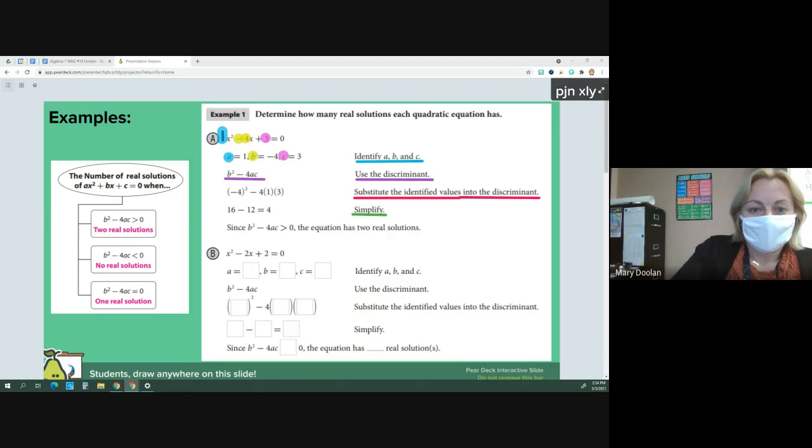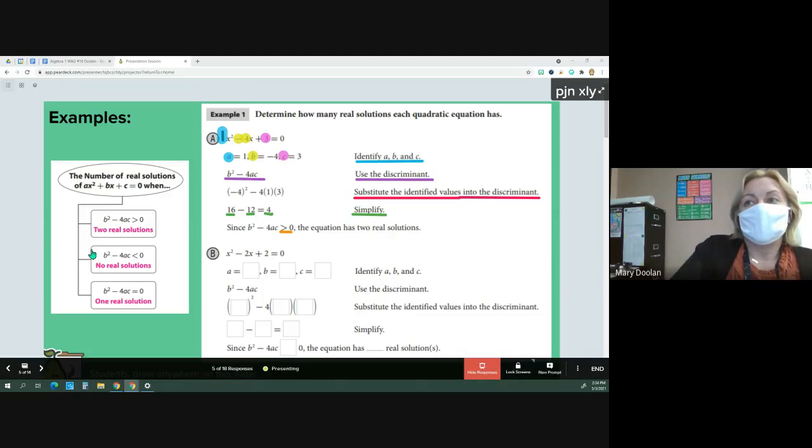So right here, simplifying that, you want to use PEMDAS order. So they get 16 for negative 4 squared. They get 12 for 4 times 1 times 3. And then when you subtract 16 minus 12, you get 4. All right, 4 is a number that is greater than 0. Okay, 4 is greater than 0. So based off of what you have here, when you have a number greater than 0, there are 2 real solutions.